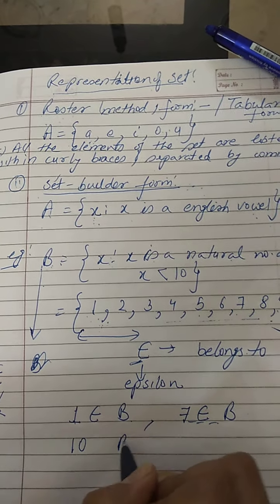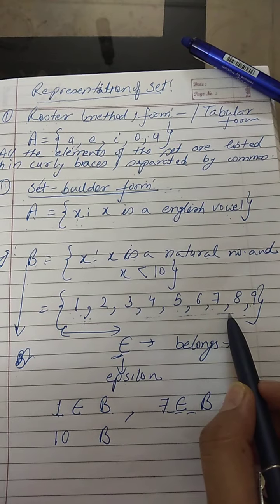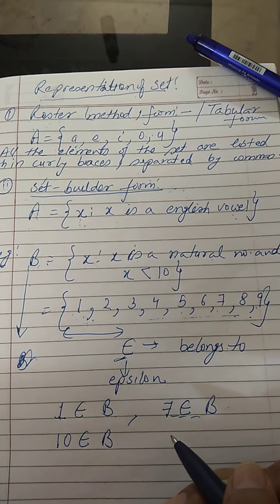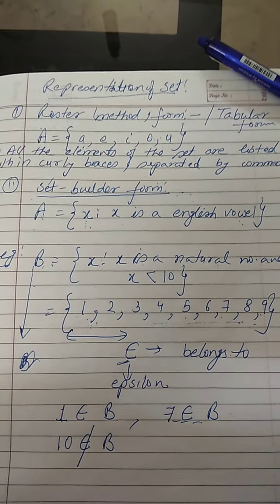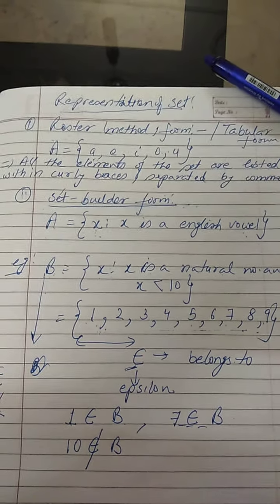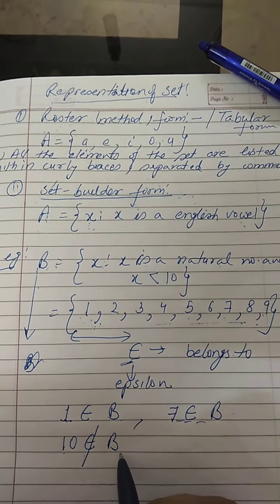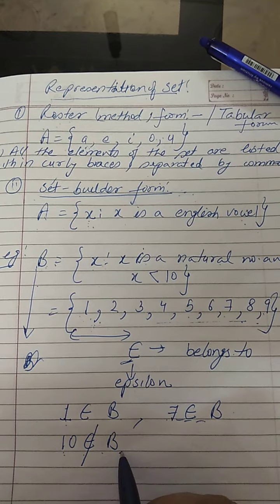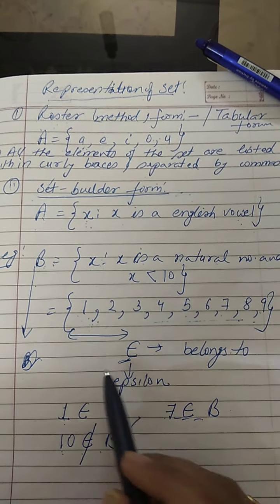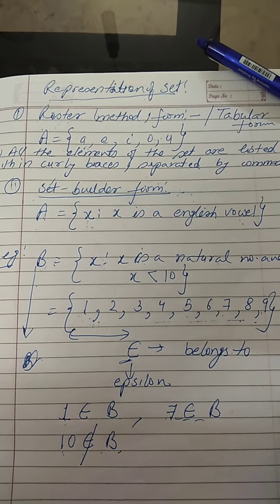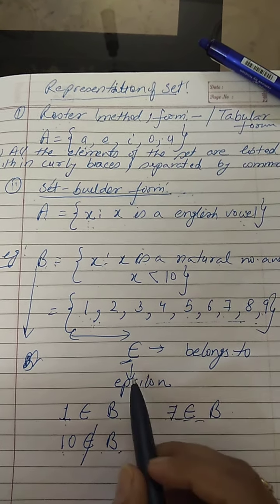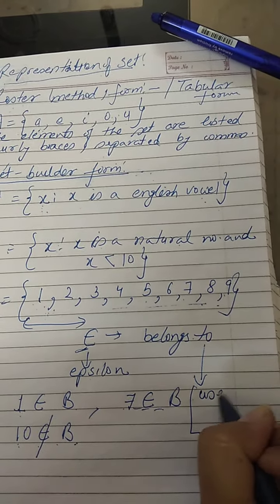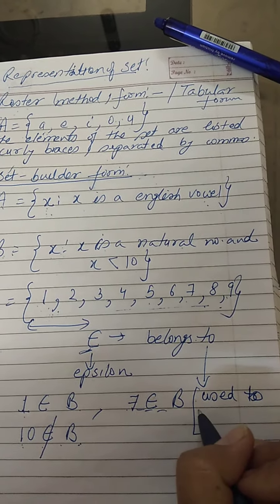Now 10 and B. Do we have 10 here in the set? No, there is no 10. So when the element is not present in that set, we will simply cross that symbol of epsilon and it will be read as 10 does not belong to B. 1 belongs to B, 7 belongs to B, but 10 does not belong to B. Remember, the symbol will be used between the element and the set only. It cannot be used between two sets. Take care.